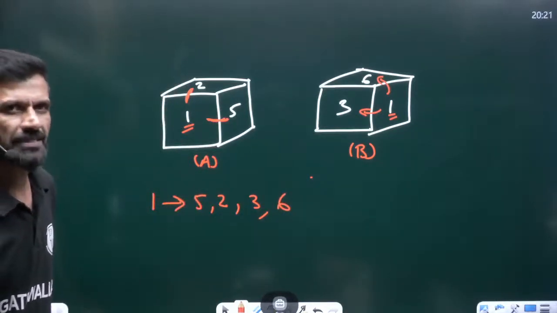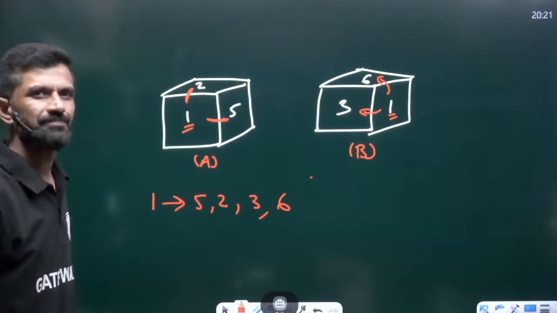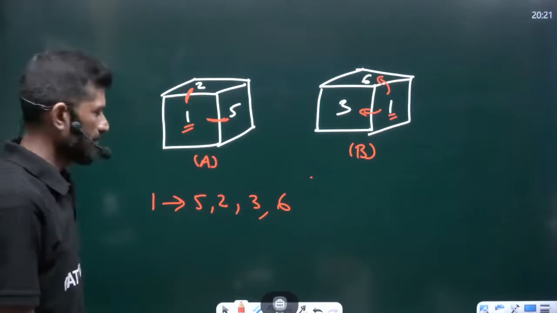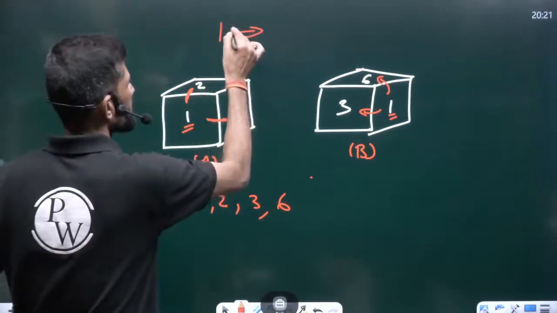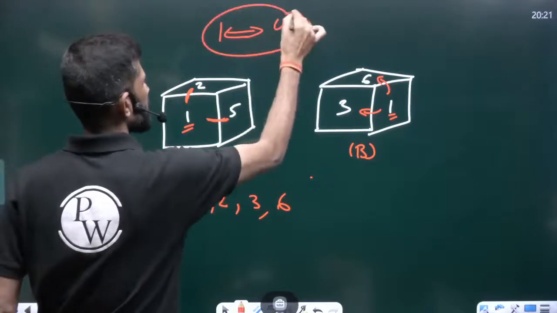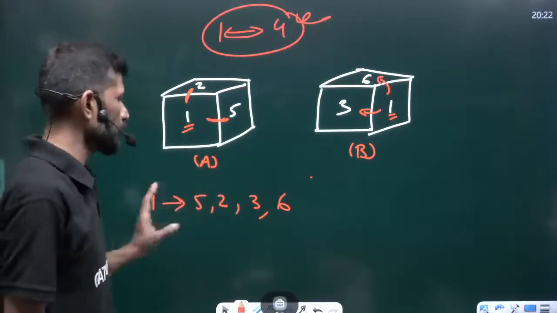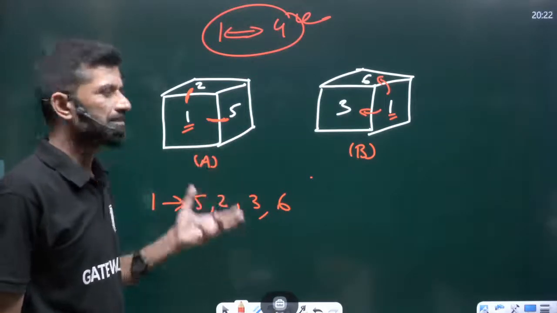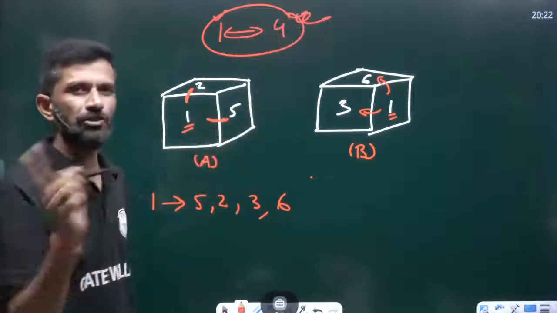Which number is missing here? Yes, Nishant, all general dice only; now we have to study, not the standard dice. 4 is missing. So I can declare from here that one opposite number is 4. This we can declare, because 1 is adjacent with 5, with 2, with 3 and 6. Which number is missing? So 4 is missing here. So 1 and 4 are opposite of each other.